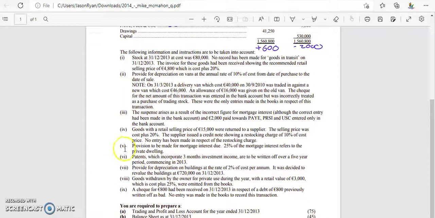Okay, so let's have a look at working 5 for Mike McMahon 2014 sole trader question. So provision to be made for mortgage interest due. So we've that done already. So I usually include that in as part of our suspense. But 25% of the mortgage interest refers to the private dwelling. So we need to go back to the mortgage interest working, get 25% of the yearly amount, reduce it by that figure, and then add that figure onto your drawings account.